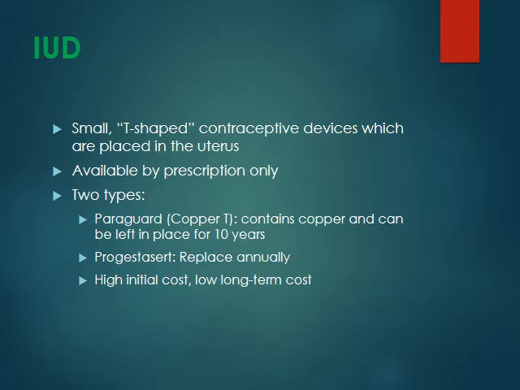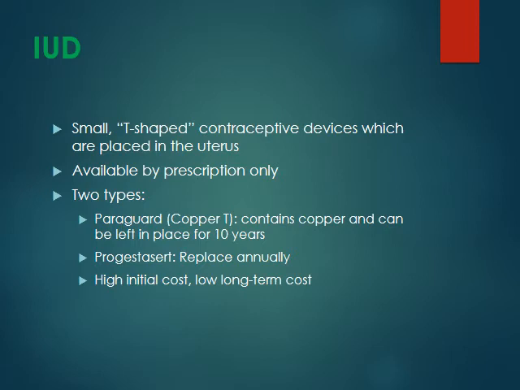It's best if it's put in while the woman is on her period, because then she's already bleeding, so she won't notice any extra bleeding from the IUD insertion. Plus, that cervical opening is open a little bit, and so it's easier to place in a woman who's on her period for that reason. It is available by prescription only, and is inserted in the office.